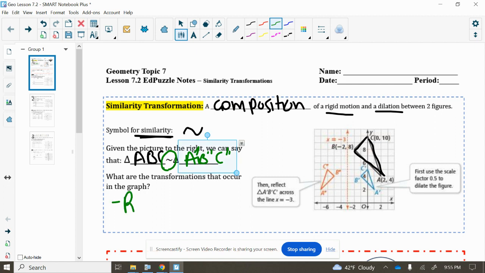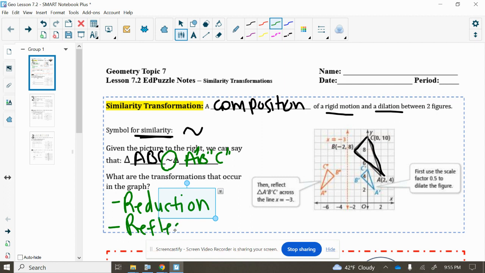So in this particular similarity transformation, we had a reduction from A, B, C to A prime, B prime, C prime, and then we did a reflection in order to reflect from the primes to the double primes. So we noticed that this changed again the size, and then we had that rigid motion.